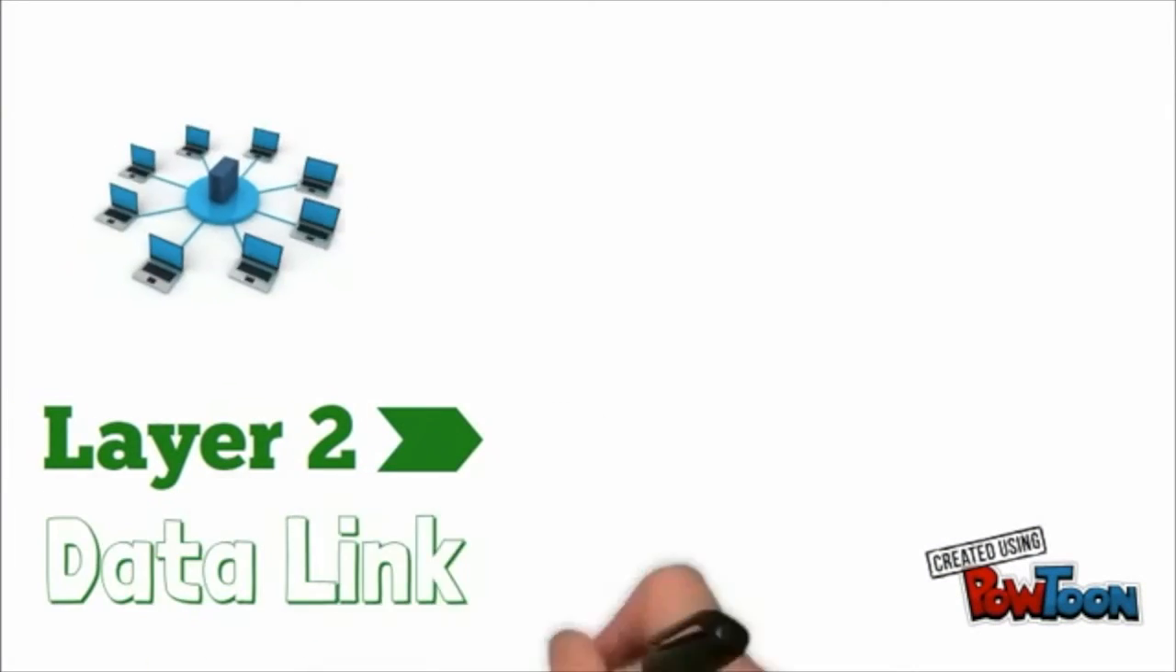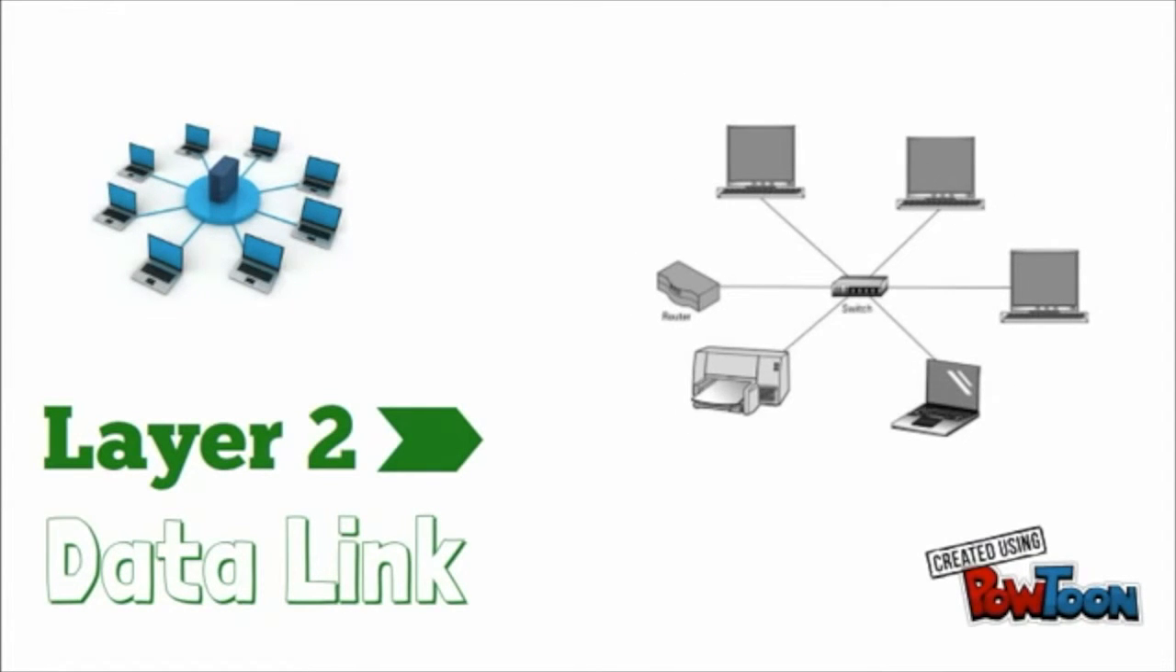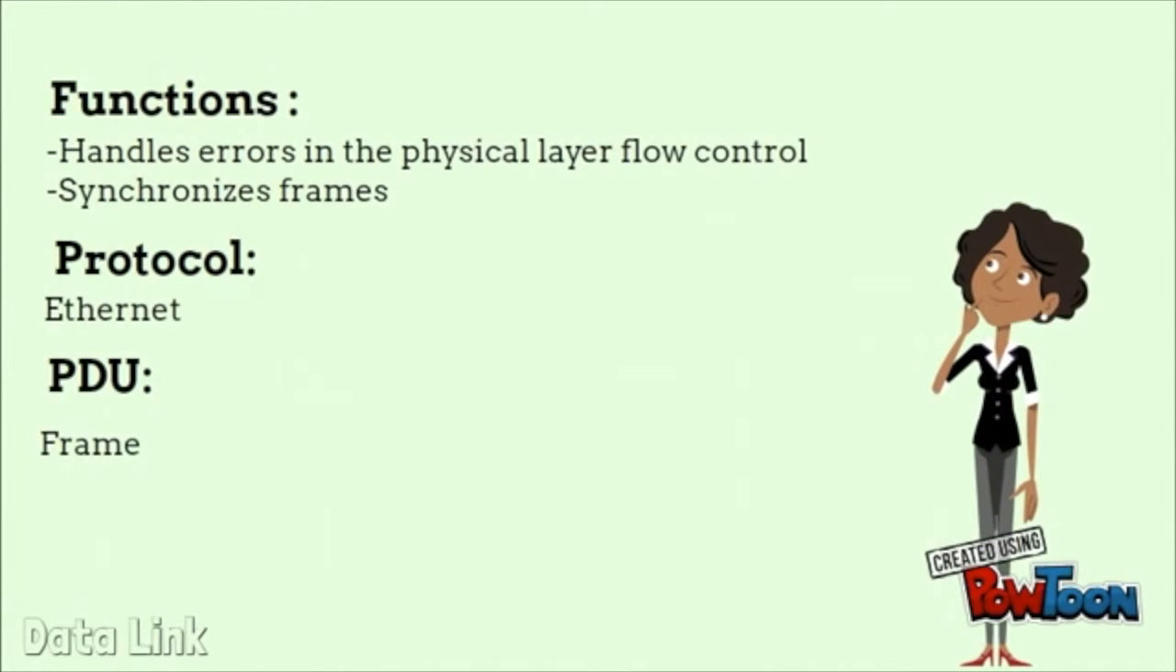The data link layer provides connection between hosts on the same network. MAC addresses are added here and switches operate in this layer. More details about this layer are listed here.